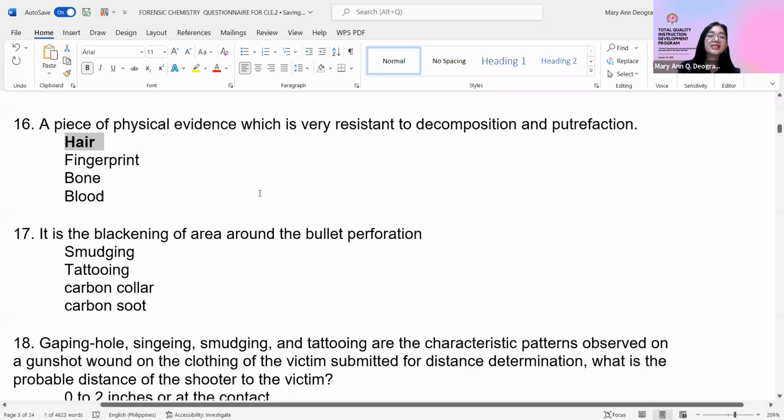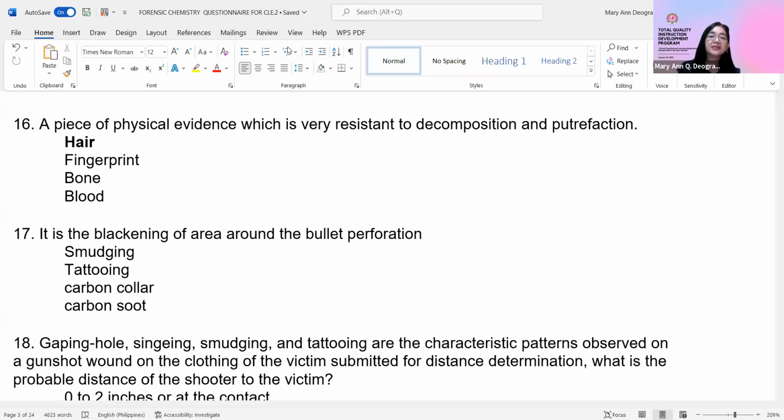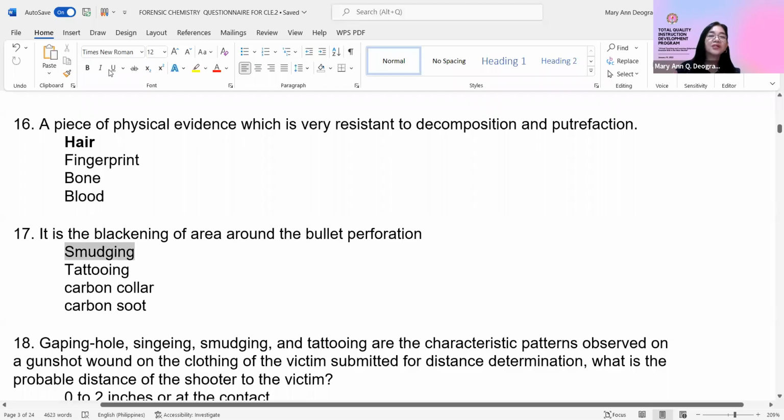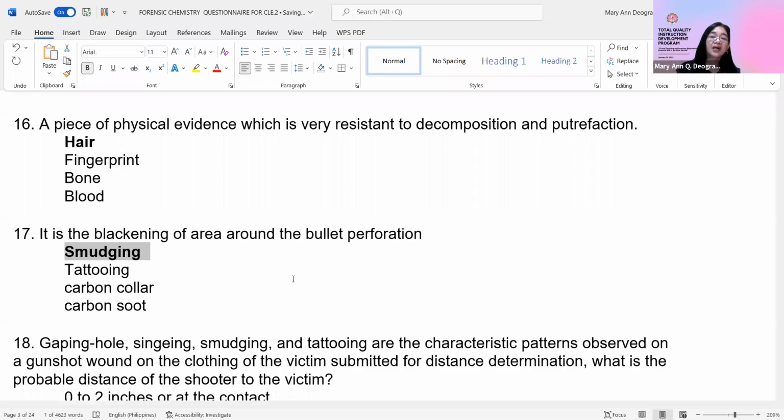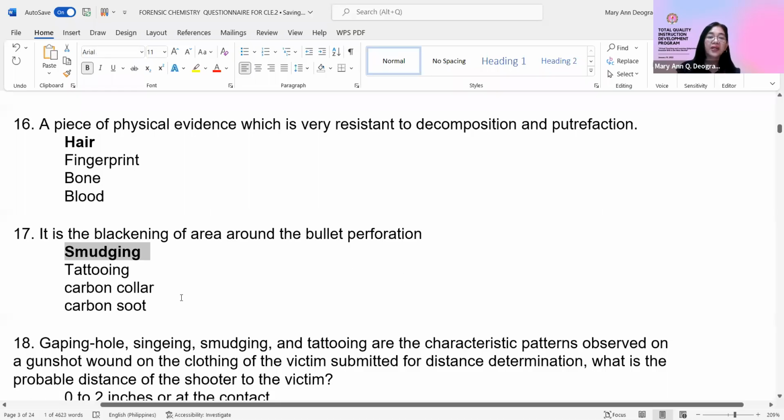All right. Next, it is the blackening of area around the bullet perforation. Blackening. It's smudging. Yan, ready na pala kayo eh. Kung backboard pala kayo, baka ma-perfect nyo na itong forensic chem nyo. So, smudging is the blackening of area around the gunshot wound or around the bullet of the area.